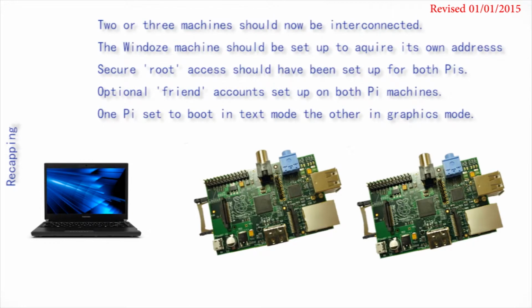Recapping. We should now have three machines interconnected via the gateway router, or at least 2 out of 3 units, if that's what you want to test. The Windows machine should have been set to obtain its own networking details. You should have powerful root control in both Pis and optionally added an account for your friend with their own password into each. One Pi boots into text mode and the other into graphics.